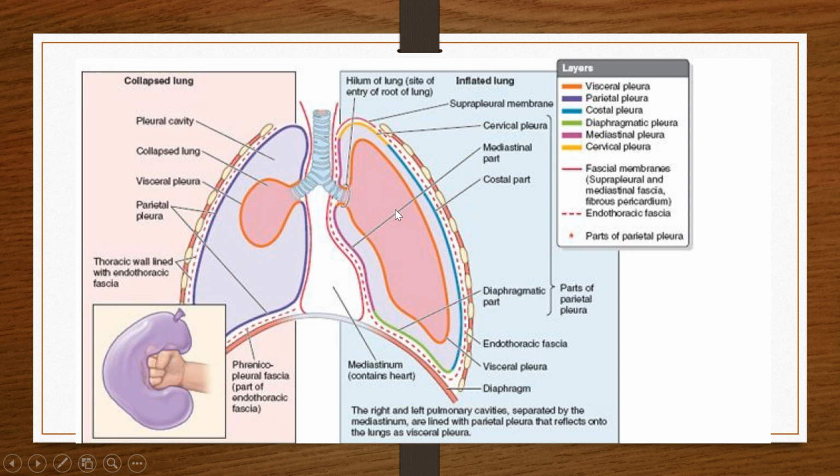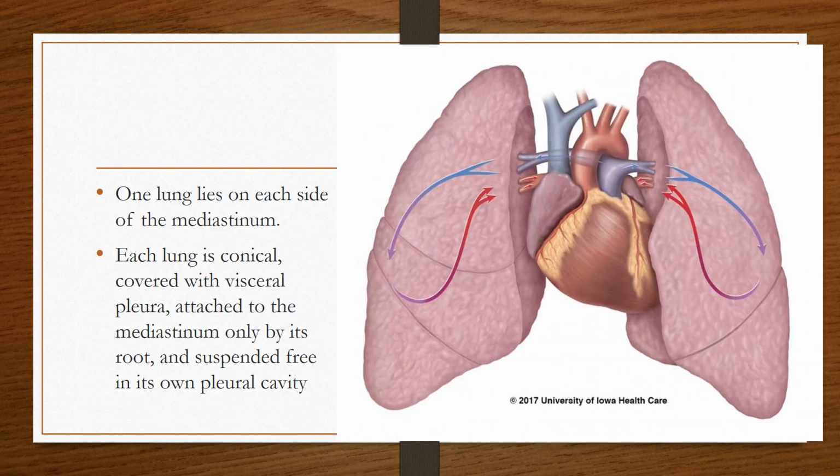So this was a diagram in which we have studied that the lungs are bounded by two layers of pleura. Now, one lung lies on each side of the mediastinum. See here in this diagram, this is the mediastinal area in which the heart and all great blood vessels lie. Each lung is conical in shape with visceral pleura attached only at its root in the mediastinum, and suspended free in its own pleural cavity.